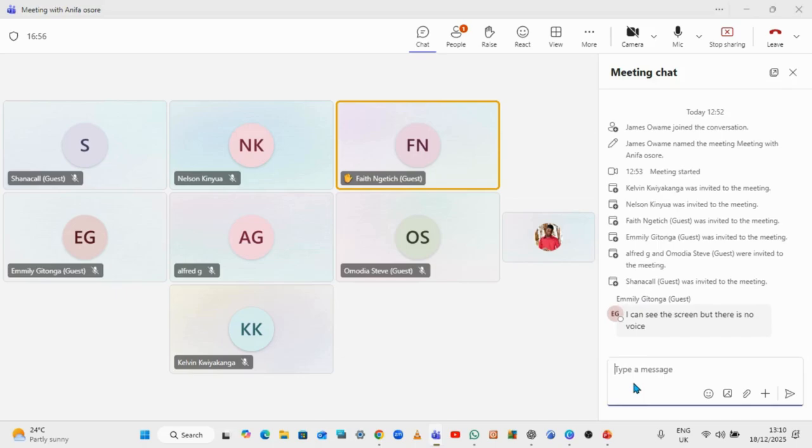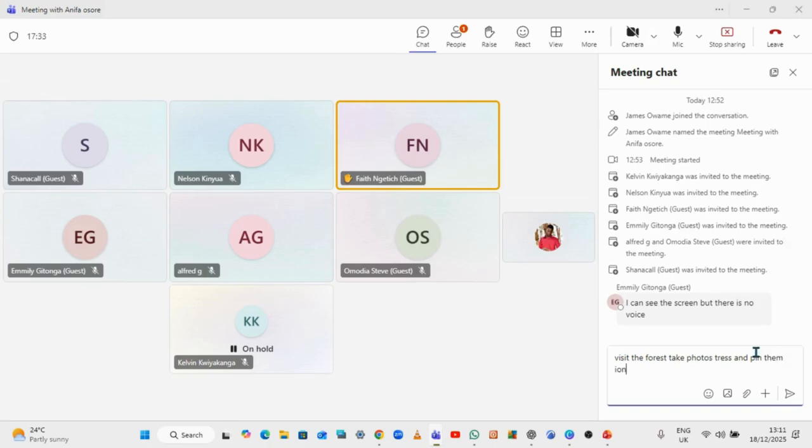So make sure you attempt the assignment I'm going to give you. The assignment is all about visiting the forest. Visit the forest, take photos of the trees and of the timbers, and pin them in your books. It's going to be 20 marks. Then you have to indicate the parts of the timber first before we come to test.